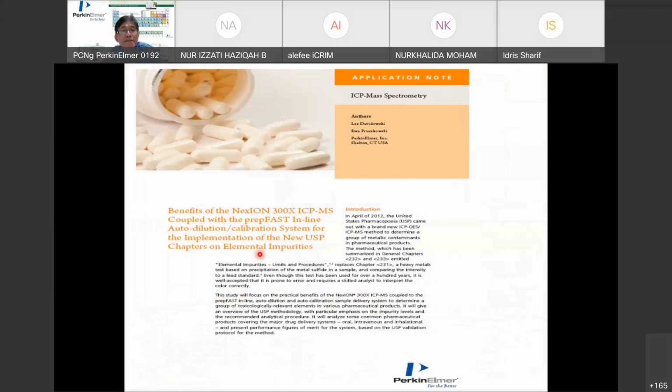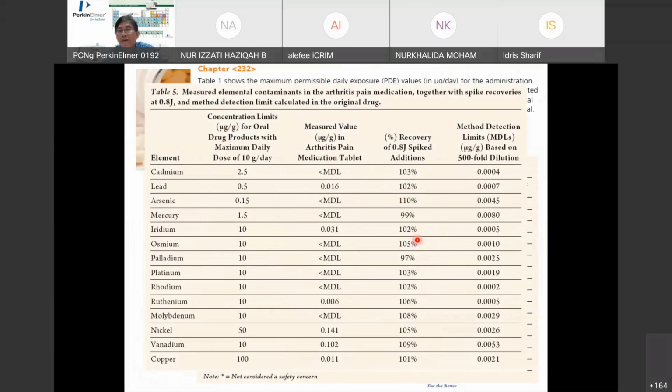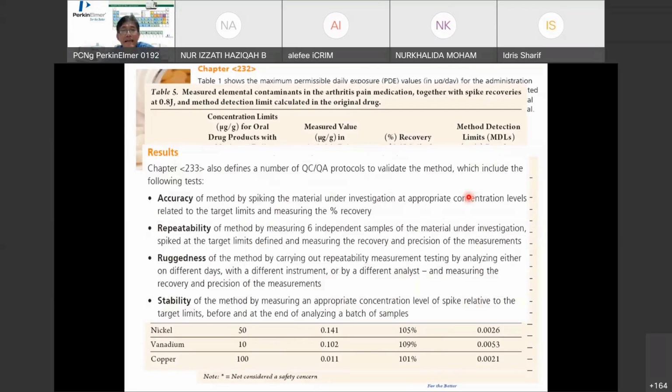Yeah. So this is the Perkin paper; supplement nutrition also contains the big four toxic elements. This is USP. These are the elements. It covers oral, parenteral and inhalation. This USP lists all the ranges on ICP-MS. USP 232 is on metals. 233 is basically on validation method, like accuracy, repeatability, ruggedness, stability.